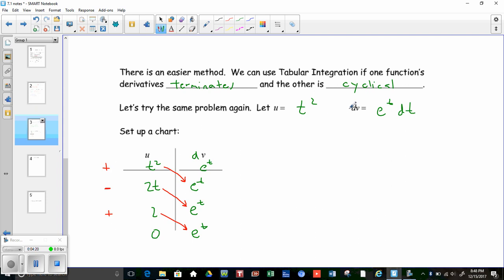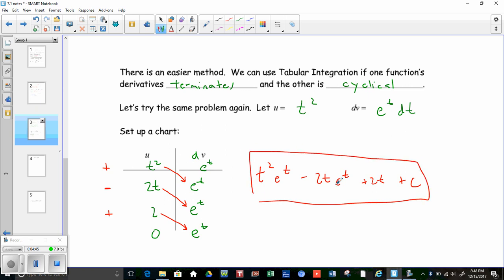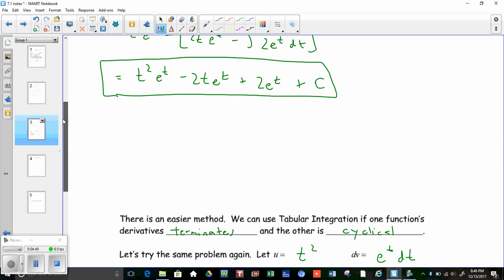So ultimately, the antiderivative of what we had up in the top here is going to be t squared e to the t. That's from this one. Change the sign here, so this is going to be minus 2t e to the t. And then keep the sign of this one, which is going to be plus 2e to the t, plus c. And what you should recognize is that this is exactly the same as what we had here.